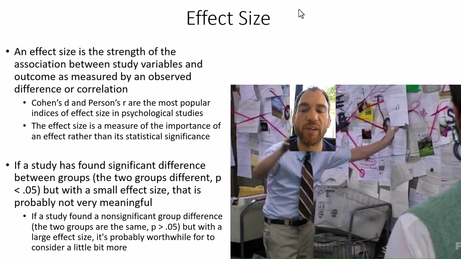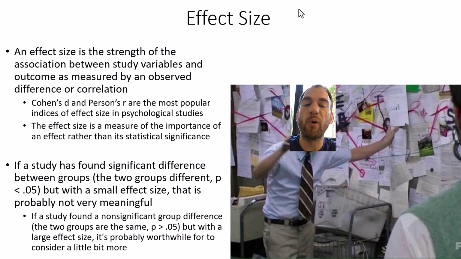An effect size is the strength of the association between study variables and outcome as measured by an observed difference or correlation. The most common are Cohen's d and Pearson's r. The effect size is a measure of the importance of an effect rather than a statistical difference. If a study has found a significant difference between groups, that is, p is less than 0.05, but with a small effect size, that is probably not very meaningful. If a study found a non-significant group difference, that is, p is greater than 0.05, but with a large effect size, it's probably worthwhile for you to consider it a little bit more.